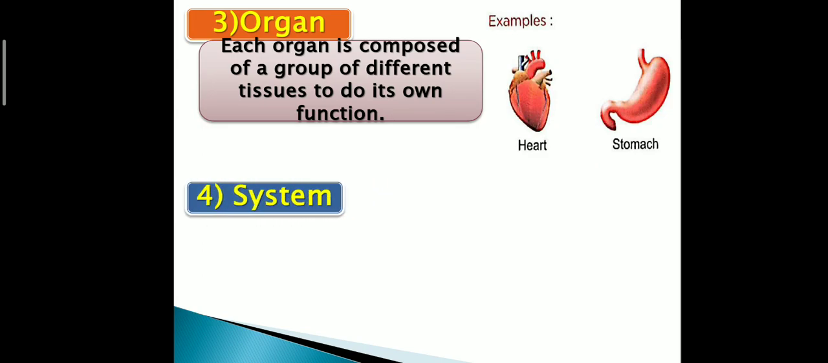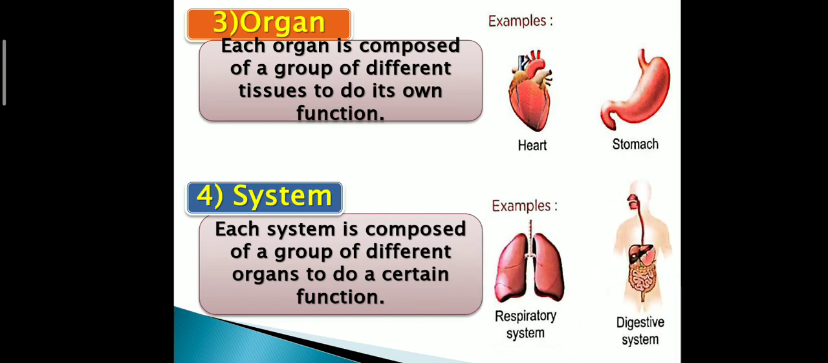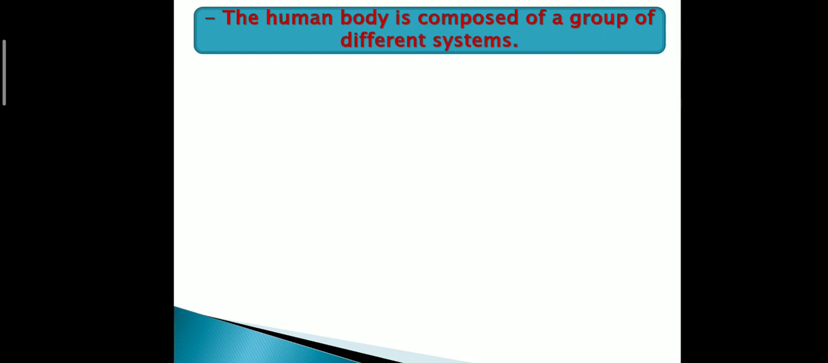Okay, let's talk about systems. Each system is composed of what? Yeah, excellent. Composed of a group of different organs. So each system is composed of a group of different organs. A group of different organs can form a system. Systems like the respiratory system and the digestive system. So the human body is composed of a group of different systems.